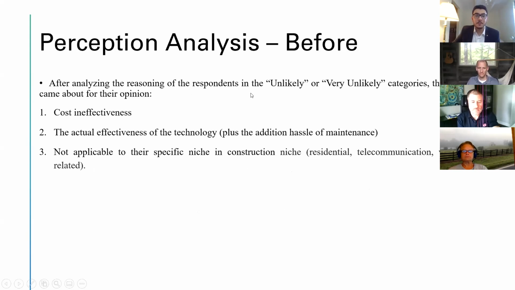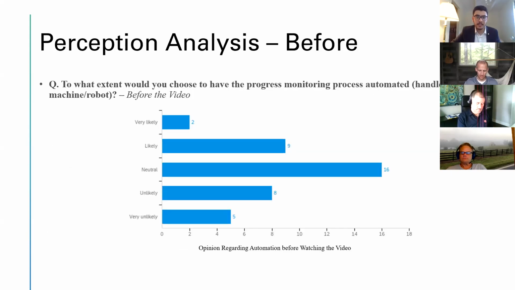After analyzing the reasoning of the respondents that said they were unlikely or very unlikely, three aspects came about from their opinions. They talked about cost and effectiveness, the actual effectiveness of the technology plus the additional hassle of maintenance. They were not sure whether this technology would actually be effective rather than just a waste of their money. And lastly, it was not applicable to their specific niches in construction, from residential to communication and wastewater related. This is what the last 8 and 5 people, who were unlikely and very unlikely, said.